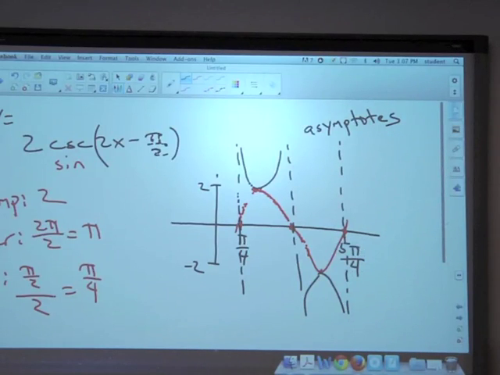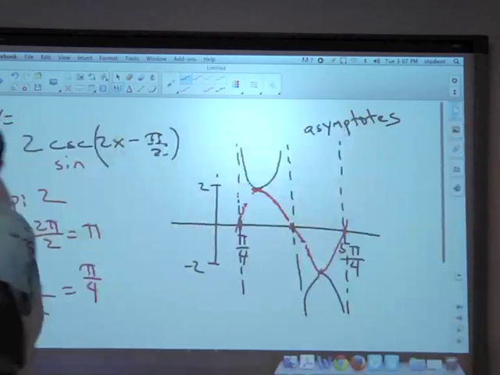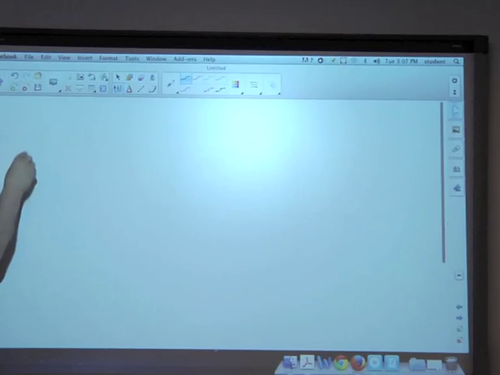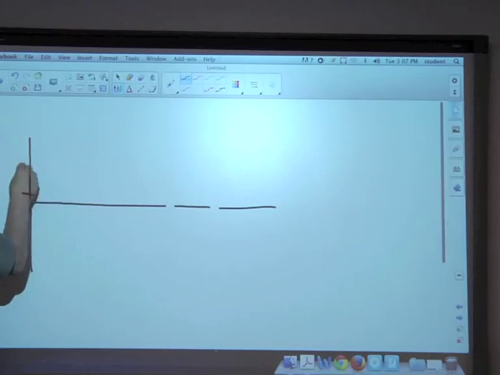Asymptotes. Those are those lines. Okay? Right. Now the same thing works with cosine and secant. We can do the same deal. Okay? So again, if I draw my basic cosine graph, which we know goes between 1 and -1.